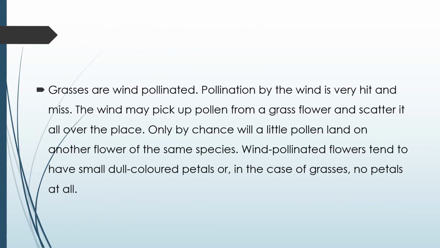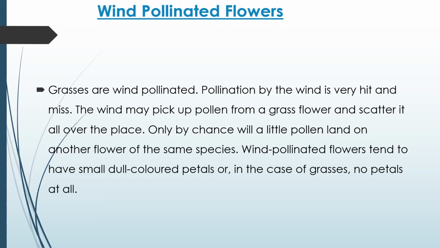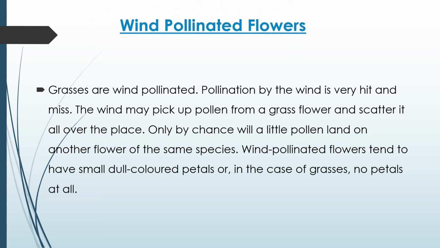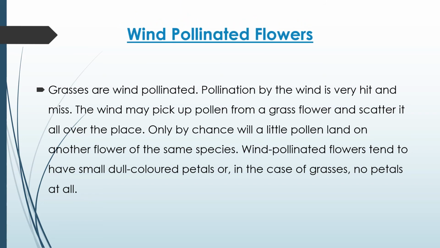Now we will do wind pollination. Grasses are wind pollinated. Pollination by the wind is very hit and miss. Hit and miss means that sometimes it is very good, sometimes it is not good. The wind may pick up pollen from a grass flower and scatter it all over the place. Only by chance will a little pollen land on another flower of the same species. Wind pollinated flowers tend to have small, dull colored petals, or in the case of grass, no petals at all.